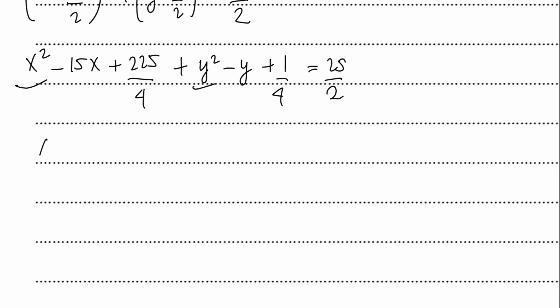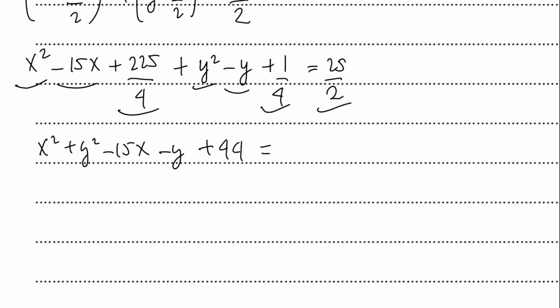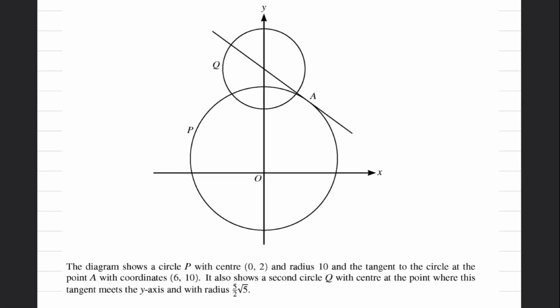This and this: x^2 + y^2, and then minus 15x minus y, and we just calculate this plus this minus this. Let me use the calculator to be quick. So 225/4 plus 1/4 minus 25/2. And you will get, oh, a good number, plus 44 equals 0. So this is our equation. Okay guys, let's move on to the next question.